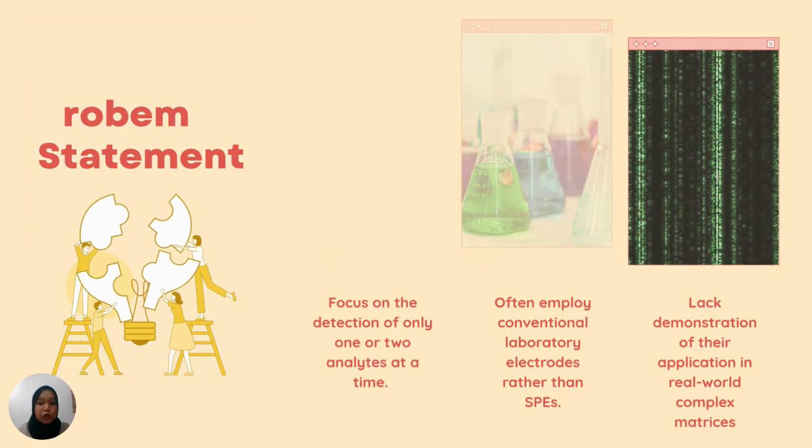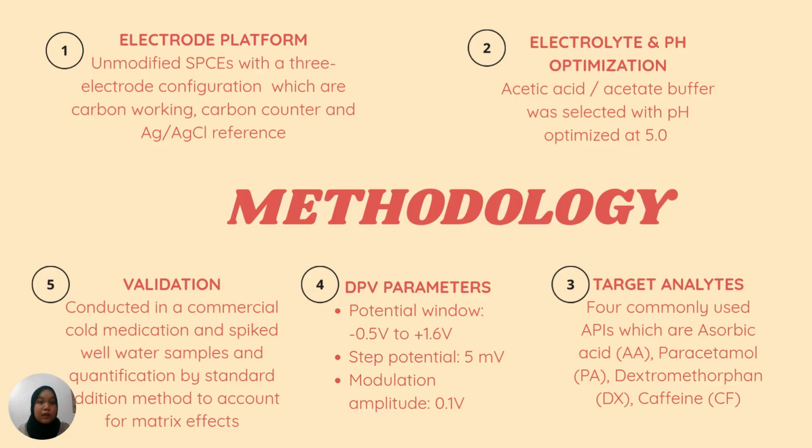So next, we move on to the methodology. The authors of this scientific research developed a voltammetric method using differential pulse voltammetry, or DPV, on a commercial screen printed carbon electrode, or SPCE for short. The methodology includes five steps. The first one is the electrode platform, which is unmodified SPCEs with a three electrode configuration, which are carbon working, carbon counter, and silver or silver chloride reference.